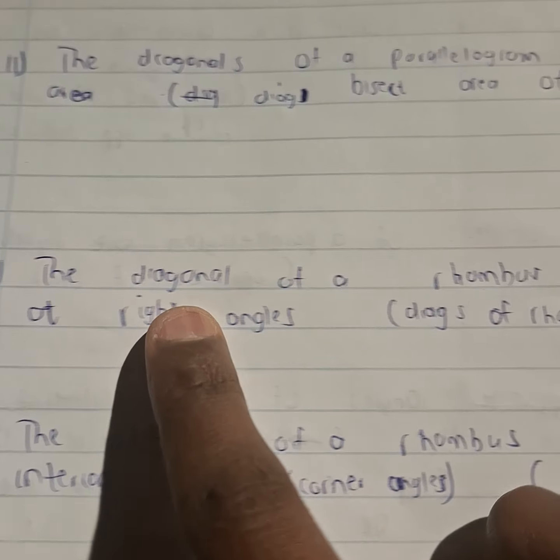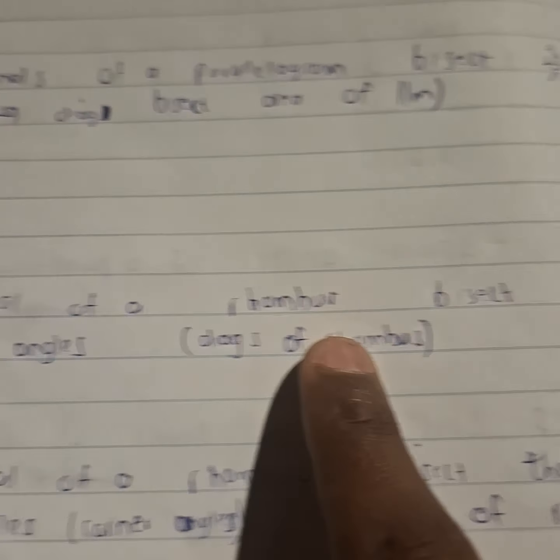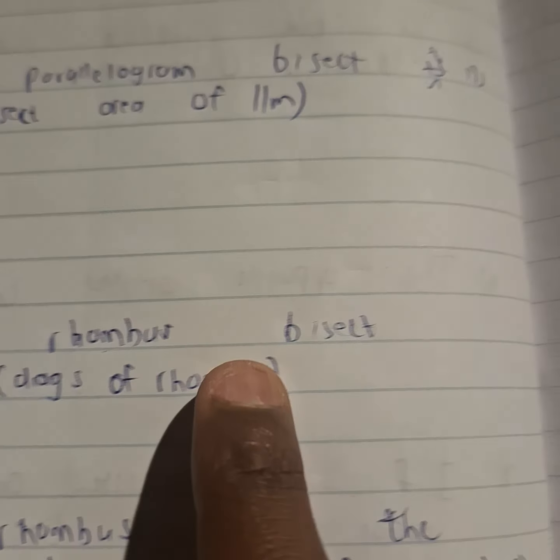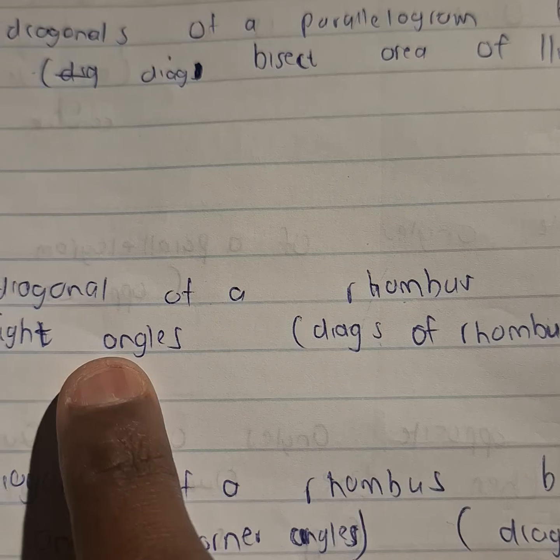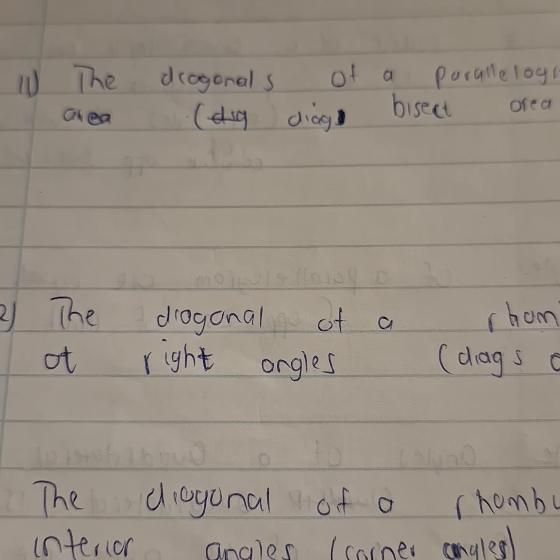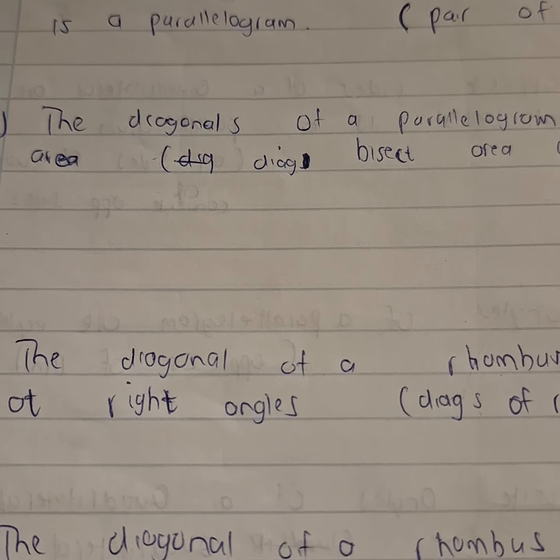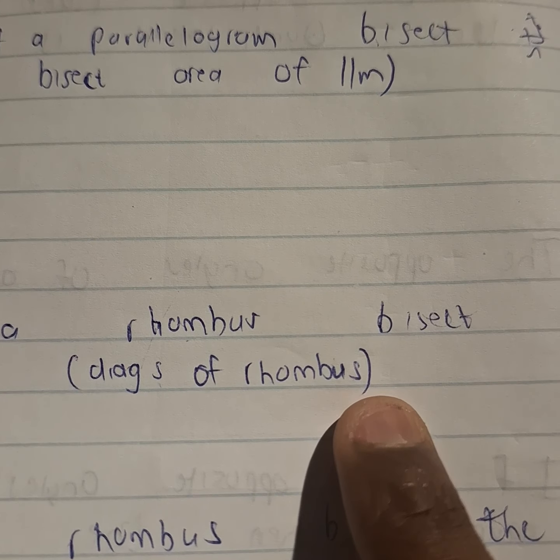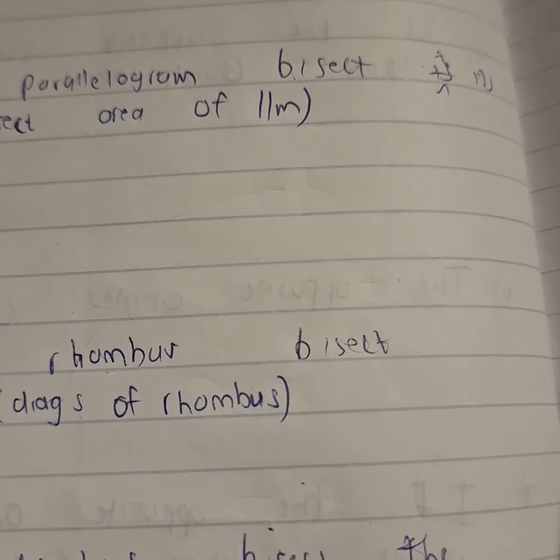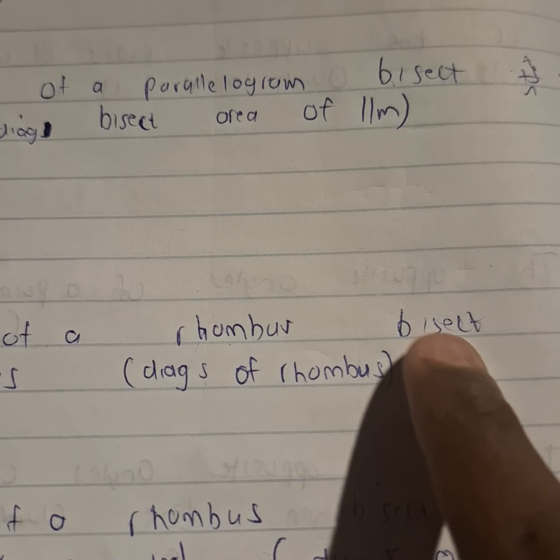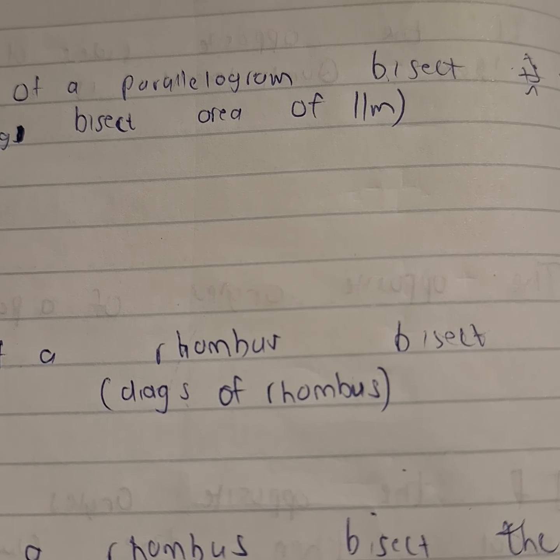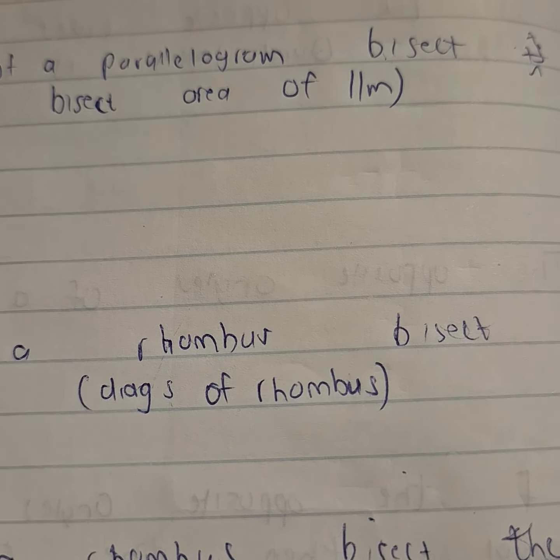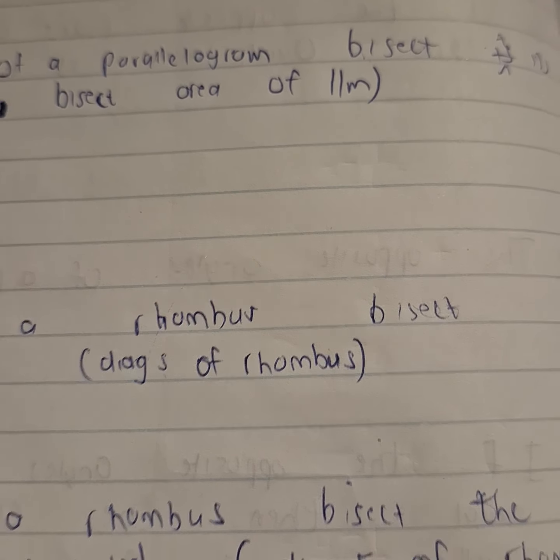Number 12, the diagonals of a rhombus bisect at right angles. This is a property that we know of the diagonals of a rhombus. So whenever we have to use it, we can just say diags of rhombus. We don't have to specify that they bisect each other. We can just write diags of rhombus, and whoever is marking will pick up that you are referring specifically to the diagonals of the rhombus bisecting each other.